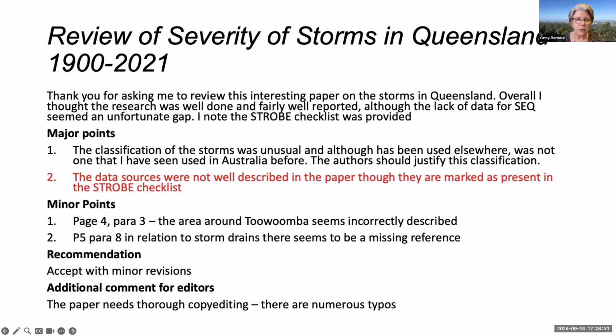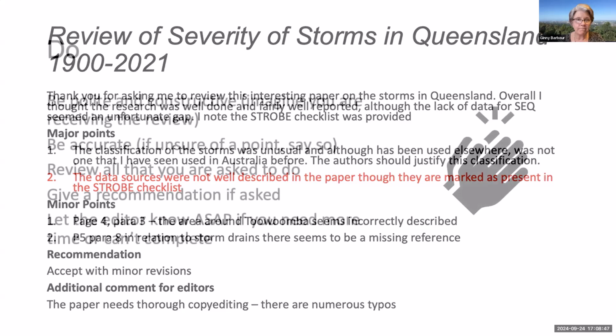One of the major points that this author picked up was that the data sources were not well described. Although, interestingly, the author had said they're present in the STROBE checklist. This is quite common, that authors will tick something and not actually have done it. So as a reviewer, it's useful to be able to map those two back against each other.